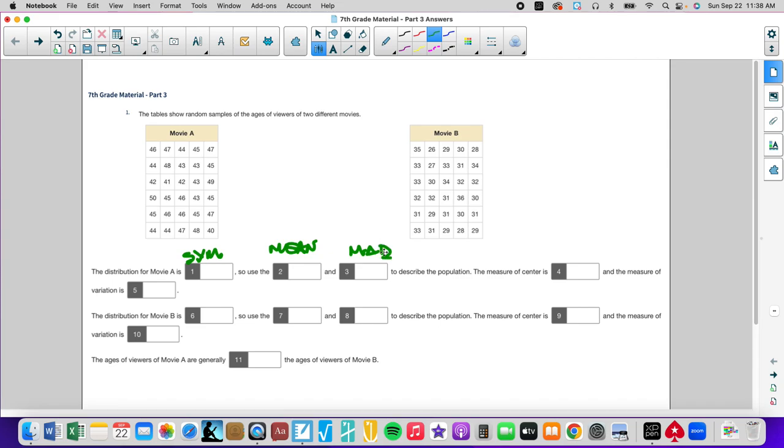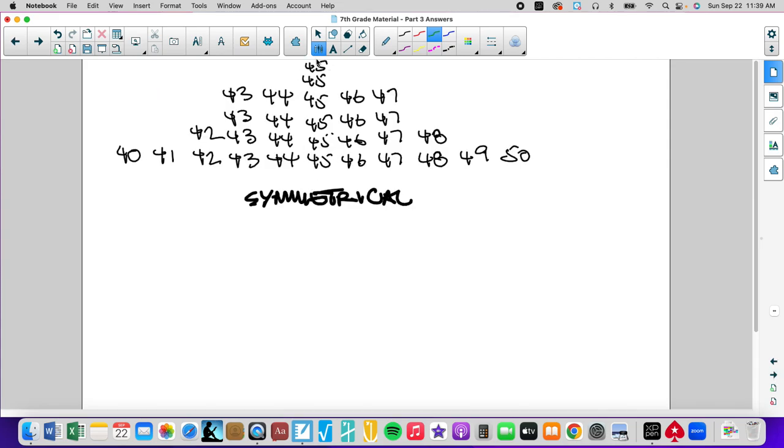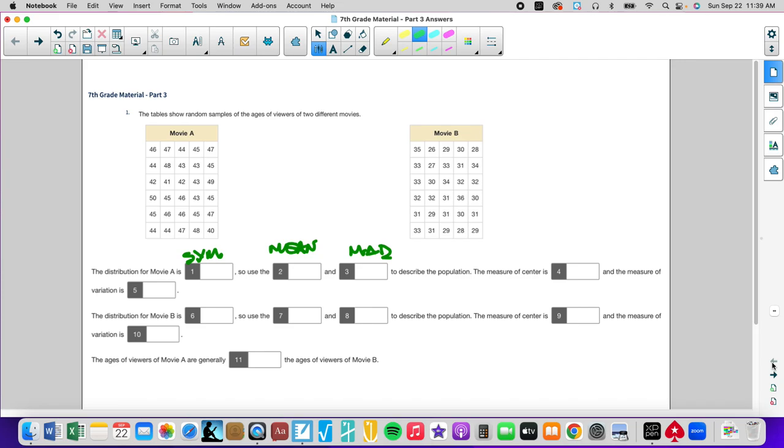Remember that last question, we introduced the mean absolute deviation, it's the absolute value distance from the point and the mean. And we add that up and then divide by the number of numbers to describe the population. Measure of center is, well, meaning the mean. So the measure of center is going to be 45, also because it's symmetrical, so that answer would be 45.